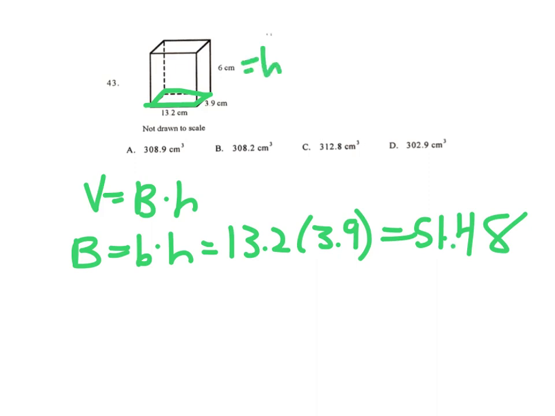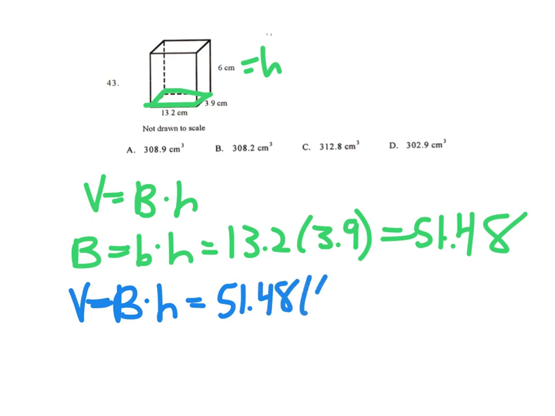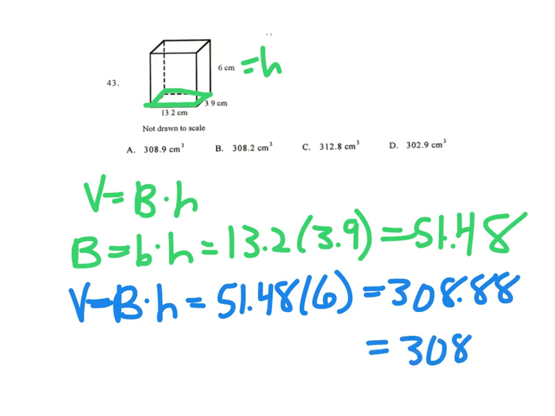6 is going to be my height, so we're just going to plug all of that into volume equals the area of your base times your height. So I'm going to do 51.48 times 6. When I type that into my calculator, I get 308.88. When I round that, I get 308.9 as my final answer.